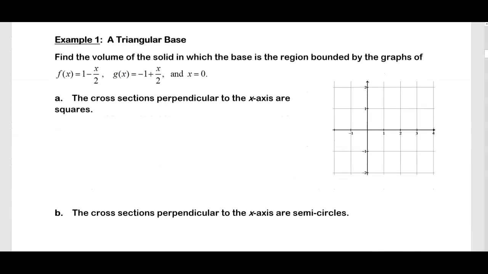Example 1. We have a triangular base. You want to find the volume of the solid in which the base is the region bounded by the graphs of f of x equals and g of x equals and x equals. The best way to get this is to sketch the curves. Start with x equals 0.